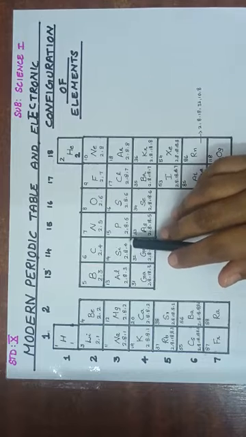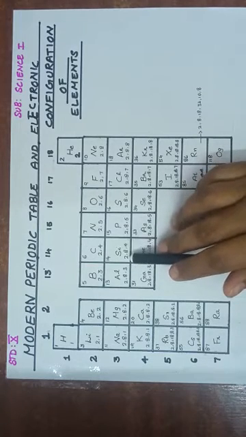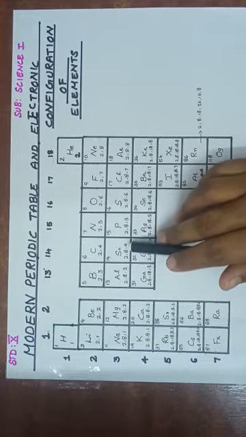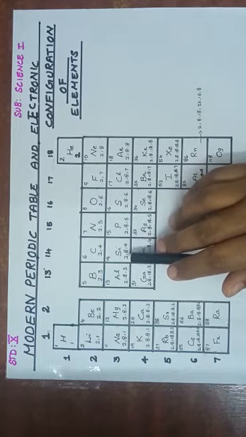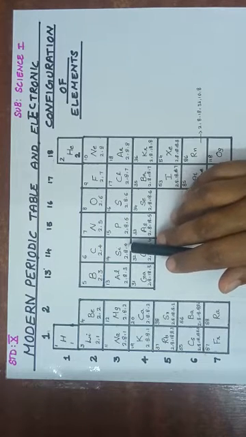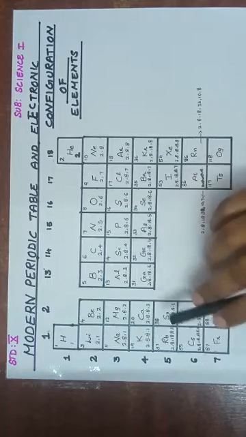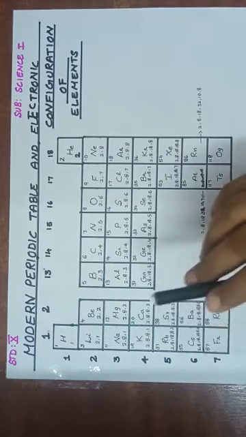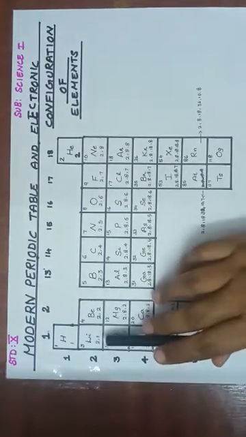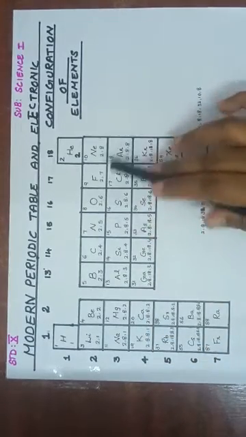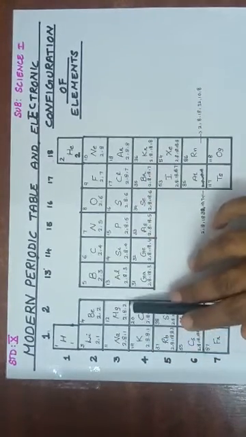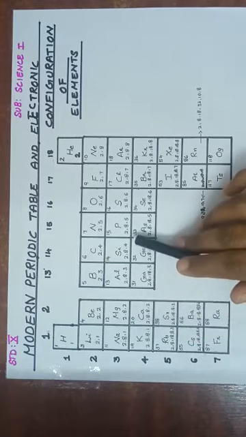Or else if you know the number of shells, for example silicon, what is the number of shells in silicon? Silicon's electronic configuration is 2, 8, 4, and you can see 3 shells. That means in which period does this element belong? This element belongs to the third period. Understood? So the number of shells in the electronic configuration of an element shows in which period that element belongs.